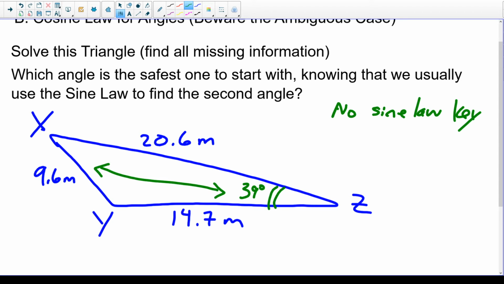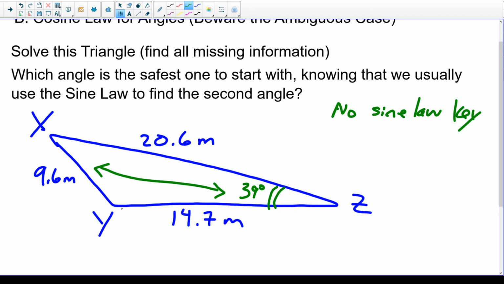But here's the problem. That 9.6, which is your key length, is shorter than both of the other two lengths that we'd be using in the sine law. And we discussed that the ambiguous case is what happens when you're looking for an angle and your key side is shorter than the other side that you're working with. Well, the key side is shorter than both of those sides. So no matter which angle I'd be finding next, I'd have an ambiguous case for both of those scenarios. And we're trying to avoid the ambiguous case.